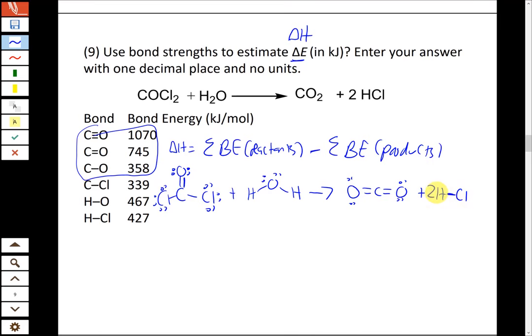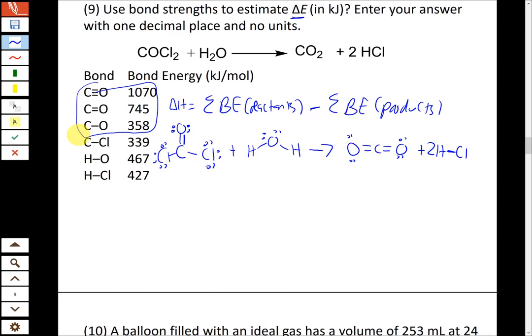That appears twice. So now we're going to do bond energies of reactants minus products. So on the reactant side, I'm probably going to run out of room, so I'm going to make this a map. Anyway, in the first reactant we have a carbon-oxygen single bond, or sorry, double bond. That's the important part. That's a double bond. So that's going to be 1 times 1070.